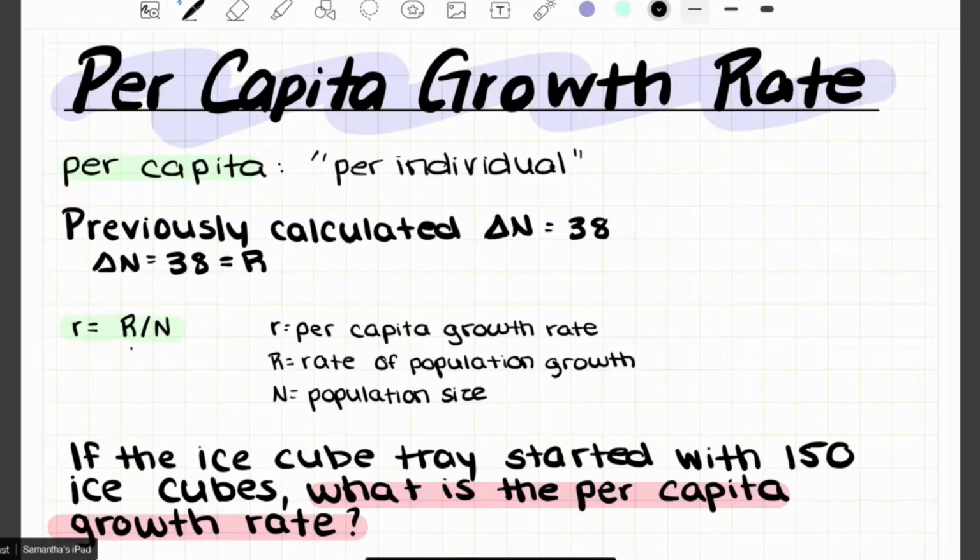We have the growth rate, and then we have the number of individuals. If you divide R by N, it's how much growth is happening per individual, and that's what we want. So this equation is perfect for our uses.